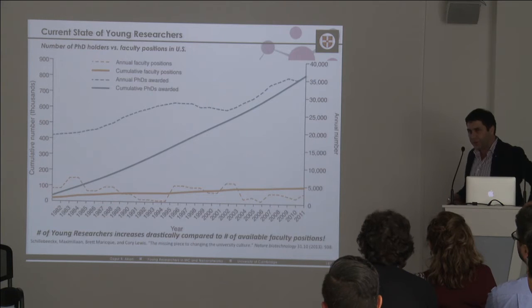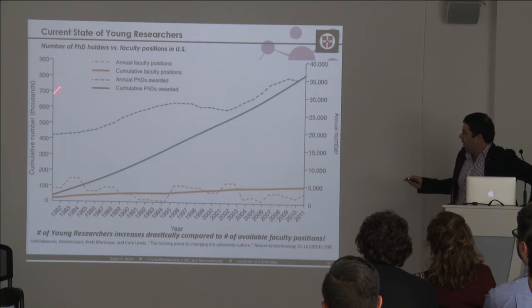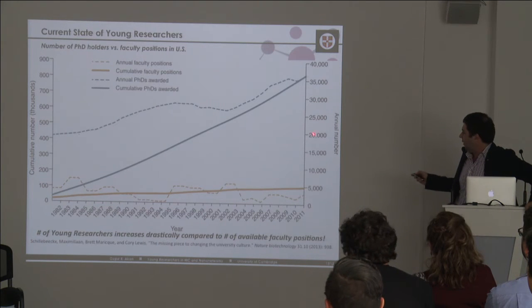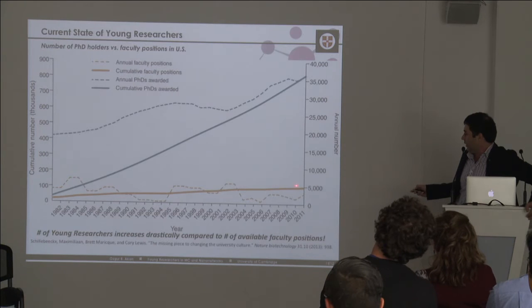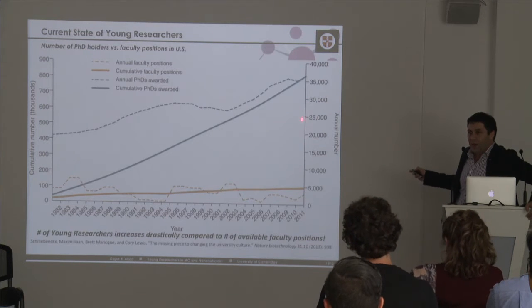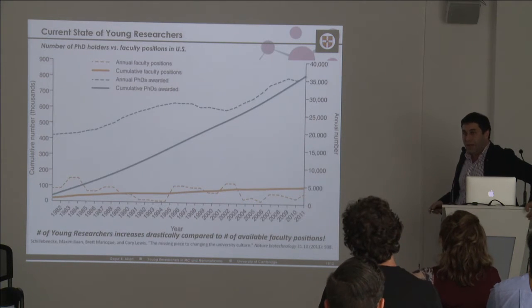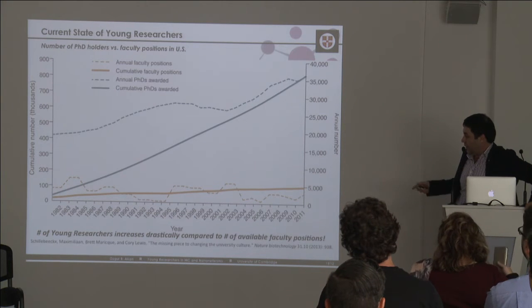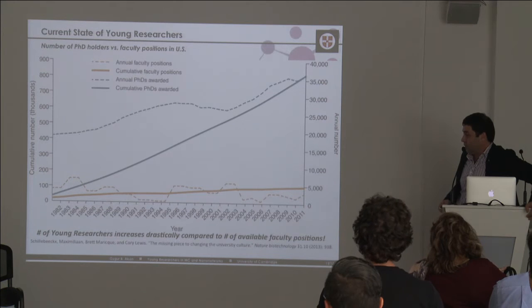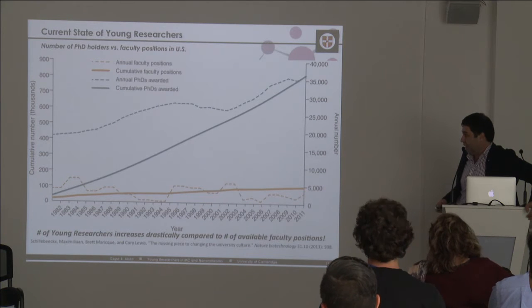Unfortunately, the situation is worse in Europe. You can look into any of the axes here. This is the annual number of PhDs granted, and the cumulative number. Basically, the blue line is the PhDs awarded or granted, and the yellow line is the available faculty positions. You can see it's 1 to 8, 1 to 9 of the awarded PhDs that have corresponding available faculty positions. So there's a huge mismatch.